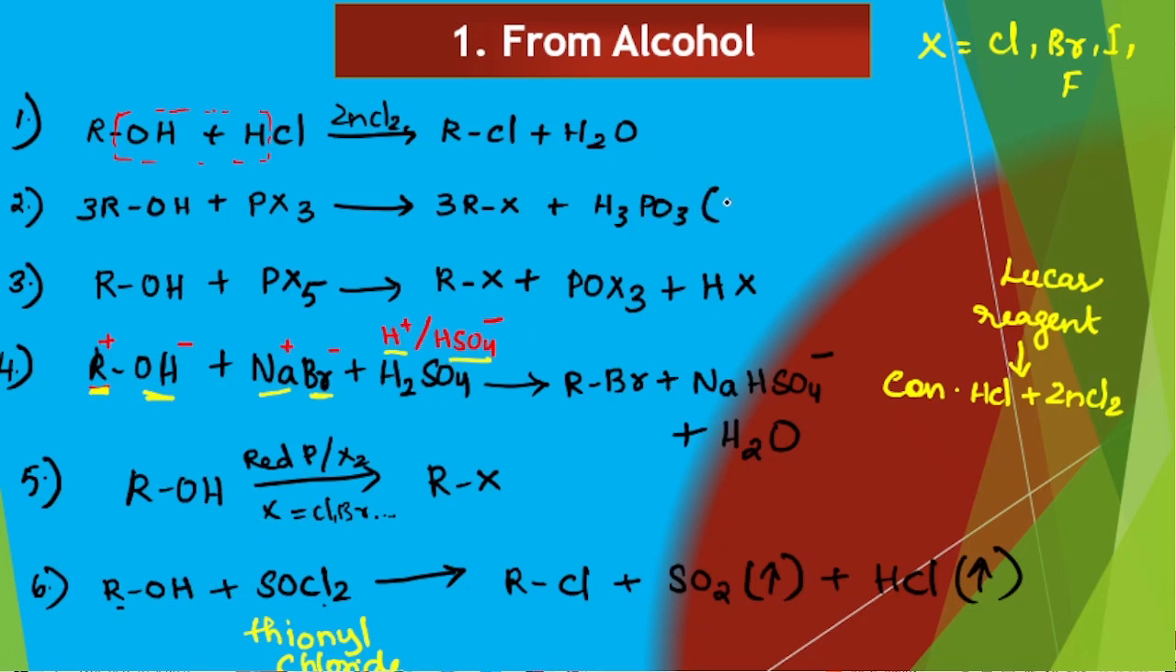So what is the name of this? Orthophosphorus acid. And what is the name for this? Phosphorus oxytrihalide. Phosphorus oxytrihalide. Clear?